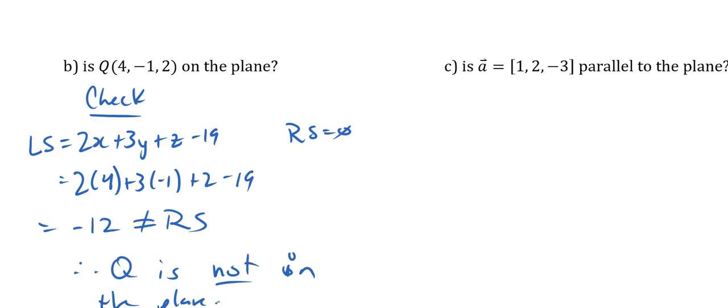Pretty easy so far. C, is A parallel to the plane? This is where you've got to start thinking about properties, a little bit of problem solving. Maybe it seems simple, but to me, this is where it starts to get, okay, so I've got to think about what I know about the plane and properties of the plane and how those properties relate to each other, that kind of thing. So who thinks they know what to do? I'm going to give you a minute to think about it.